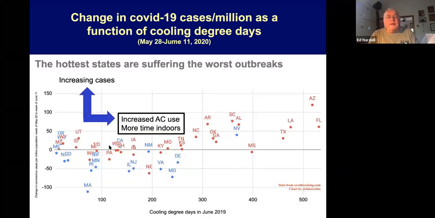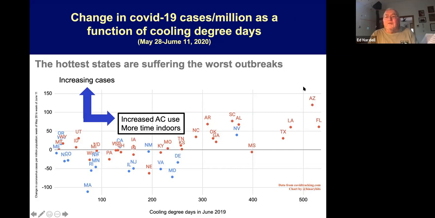So here's an interesting slide, which I actually found on the internet, and it's looking at states in June and their increases in cases, 50% increase, 100% increase, 150% increase, and how many cooling days they required.